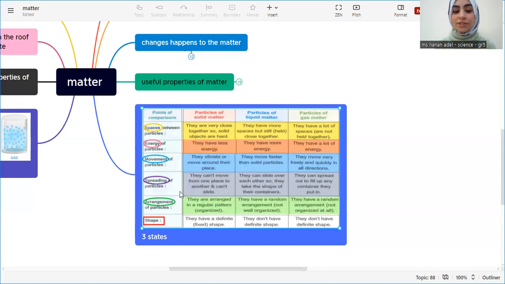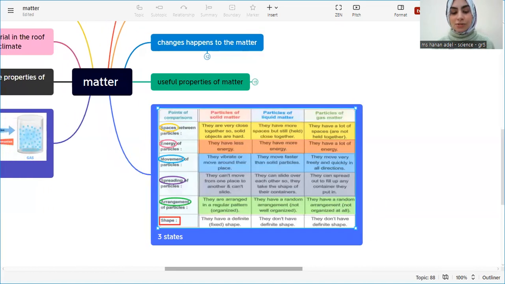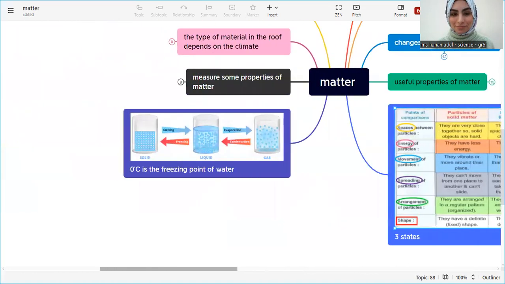The last point we have here is arrangement. Arrangement depends on the shape; both of them depend on each other here. The arrangement of the particles: in the solid, it's the only one that has a regular pattern. They organize the particles here like an army. They organize, they arrange it. But in the liquid and gas, they don't have a specific shape or a specific arrangement. Every particle just stays in a place, with no specific arrangement, so they don't have a definite shape in general. This is the difference between solid, liquid, and gas.